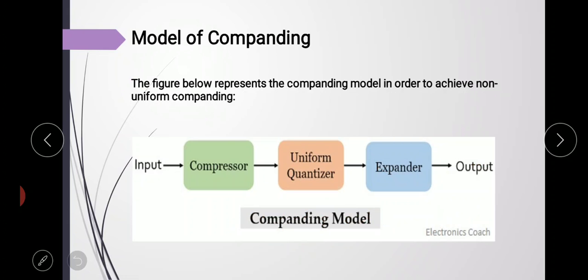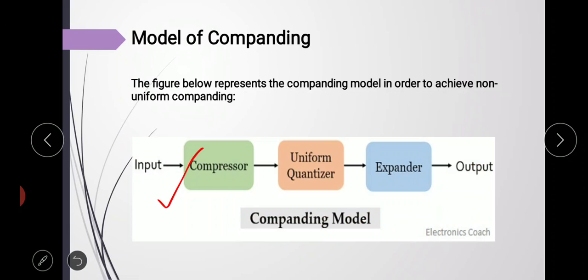Next is the model of companding. So this model consists of a compressor, a uniform quantizer, then expander. Means 3 blocks. It consists of 3 blocks. The signal is first given to the compressor. The compressor unit amplifies the weak signal in order to increase the signal level. While if the input signal is a strong signal, then compressor attenuates that signal before providing it to the uniform quantizer. This is done in order to have an appropriate signal level as the input to the uniform quantizer.